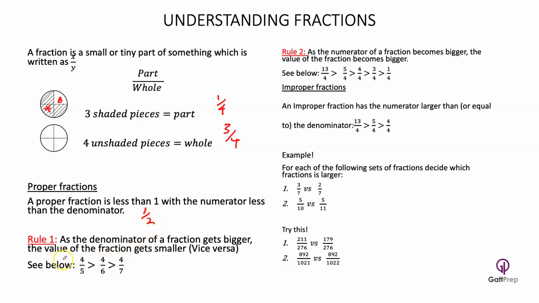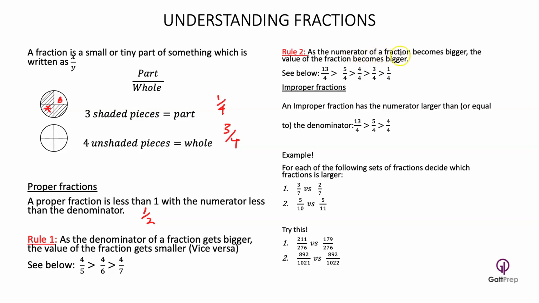Let us look at a few rules under fractions. As the denominator of a fraction gets bigger, the value of the fraction gets smaller. So you see this example here, with the numerators being the same. Realize that 4 over 5 is greater than 4 over 6. As the denominator increases, the value of the fraction will reduce. So this fraction is bigger than this fraction, and 4 over 6 is also bigger than this fraction, which is 4 over 7.